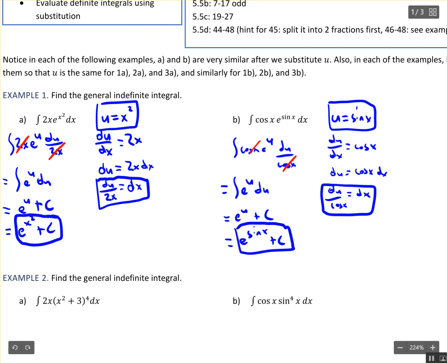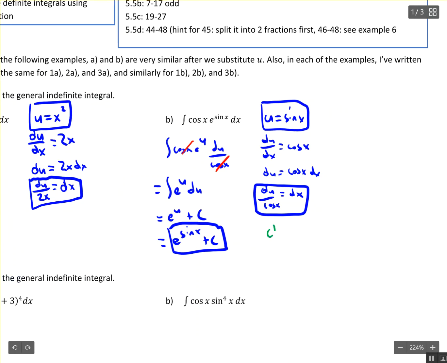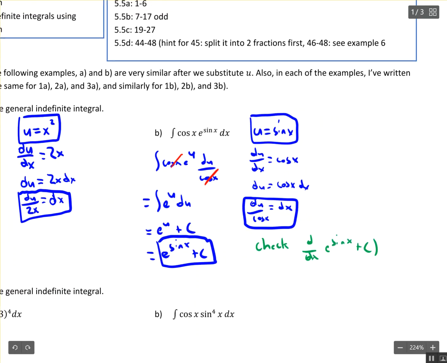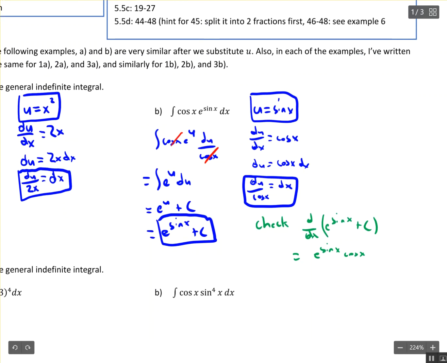If you want to, you could check by taking the derivative. So take the derivative of e to the sine of x plus c. Well, the derivative of c is 0, so that goes away. The derivative of e to the sine of x is e to the sine of x, then use the chain rule, times the derivative of what's inside. You get times cosine of x. Is that what I started with? Yes, indeed it is. So we've got our right answer.